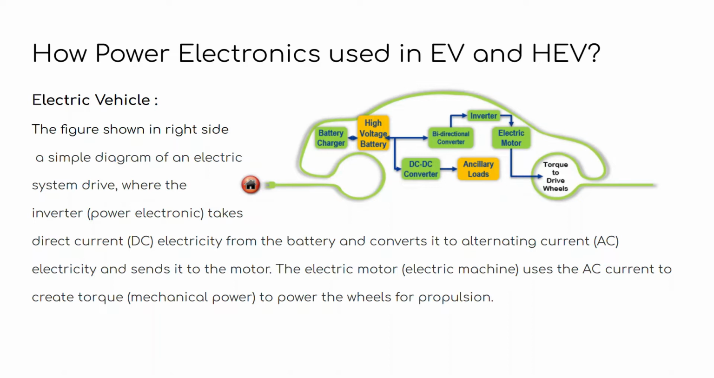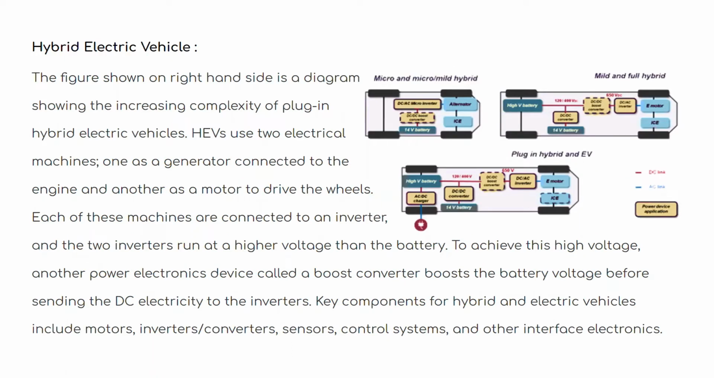So let's see how power electronics are involved in hybrid electric vehicles. The figure shown here represents the increasing complexity of plug-in hybrid electric vehicles. The HEVs use two electrical machines, one as a generator connected to the engine and another as a motor to drive the vehicle. Each of these machines is connected to an inverter, and the two inverters run at a higher voltage than the battery.